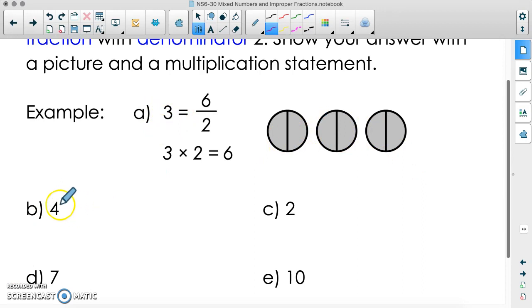So now for 4, if I wanted a denominator of 2, I need to times the 4 by the 2. So I'm going to get 8 over 2. And if I drew this picture, I would have 4 pies here divided each into 2.